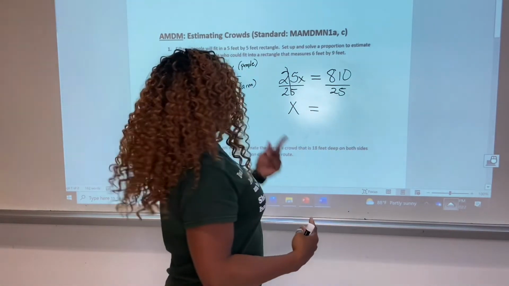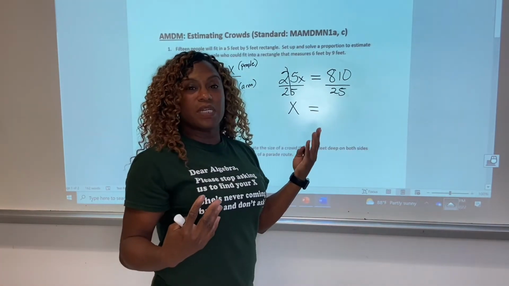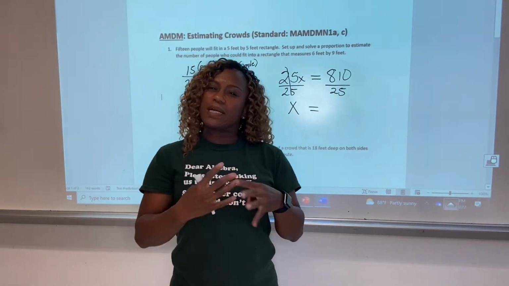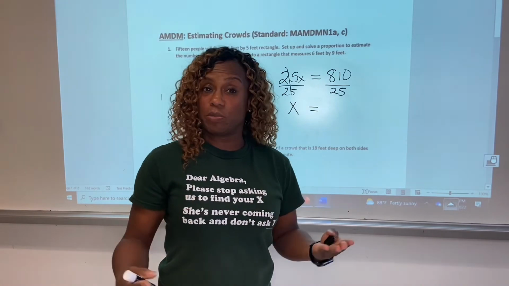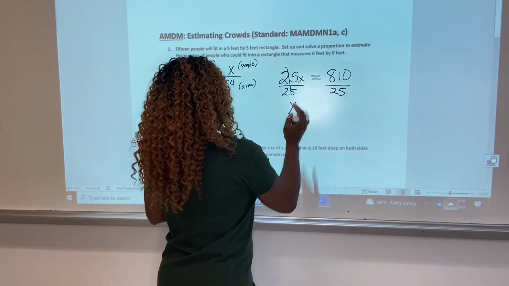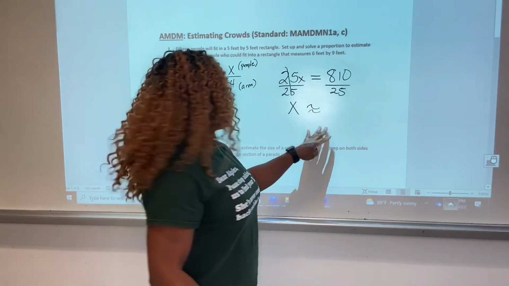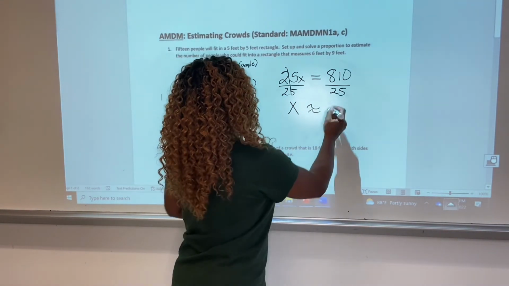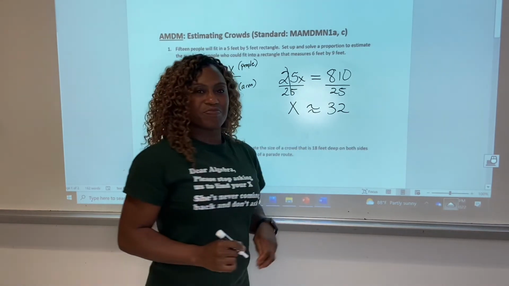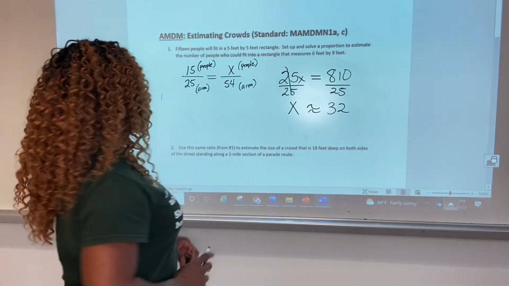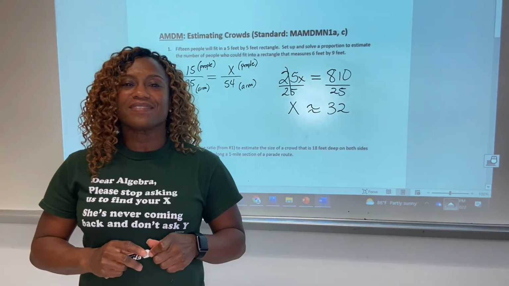But remember, we're talking about people. How many people? So let's go ahead and round that to about 32 people. So I'm going to change this equal sign to this symbol right here that means approximately or about. So the number of people is about 32. And that is the crowd size that will fit in a 6 by 9 square foot rectangle.